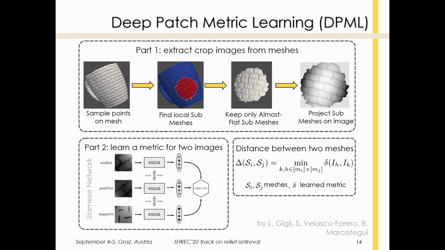In the second step, authors used these images to train a Siamese neural network to learn the distance function between each pair of images. In particular, authors used VGG16 without fully connected layers. Finally, a distance delta between two objects is defined as the minimum distance between any couple of images belonging to the two surfaces with the help of the similarity function learned by the Siamese network.